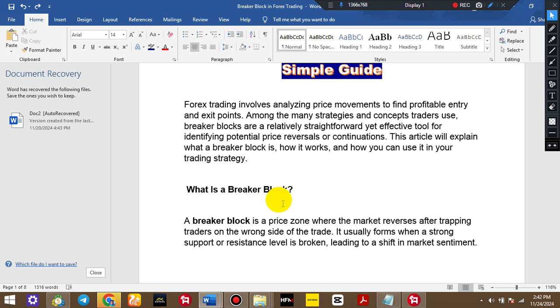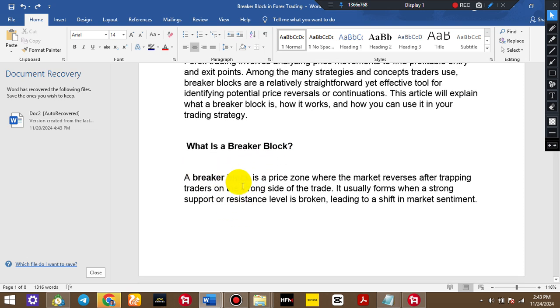But in a nutshell, a breaker block is a failed order block. That means an order block, a demand zone, a support zone, a resistance zone that fails to hold automatically becomes a breaker block. Is that clear? In this definition, they said a breaker block is a price zone where the market reverses after trapping traders on the wrong side of the trade. It usually forms when a strong support or resistance level is broken, leading to a shift in market sentiment.